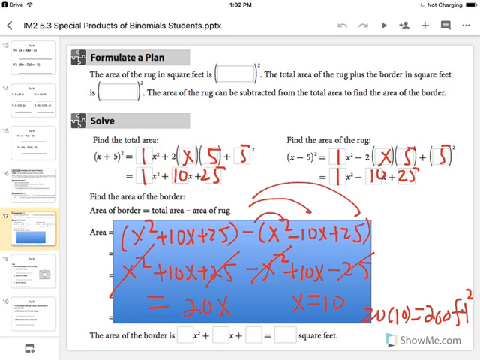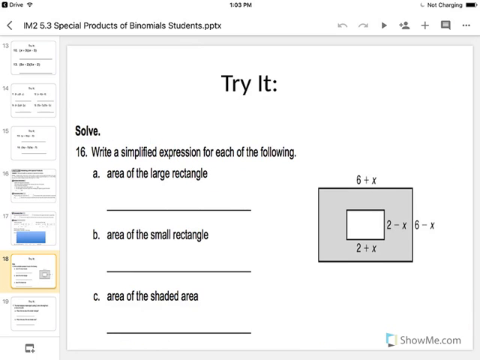Right, so let's go on to our next example. Here is an example that's similar to the one that we just worked with. Write a simplified expression for each of the following. The area of the large rectangle. Remember, area is length times width. So here we have 6 plus x times 6 minus x.